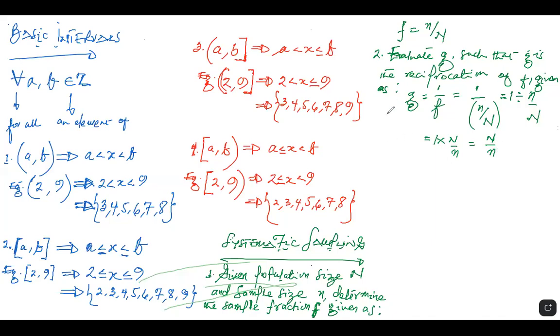So therefore, whenever we say G, we are referring to the population size over the sample size. But once you find F, whatever value it is, just simply do 1 over that value, and you should still be able to arrive at this. Okay, so that's step 2. Now, step 3.